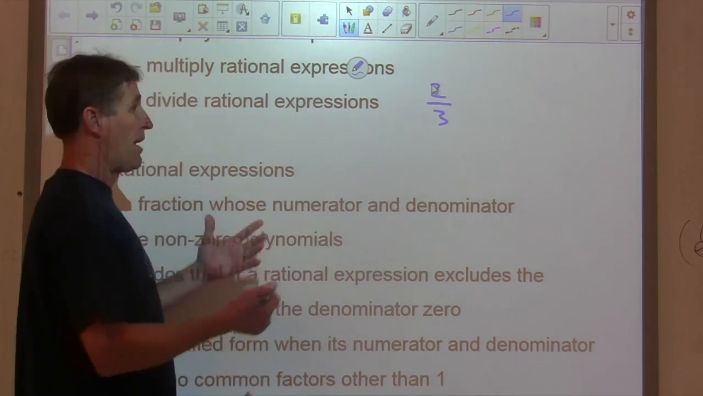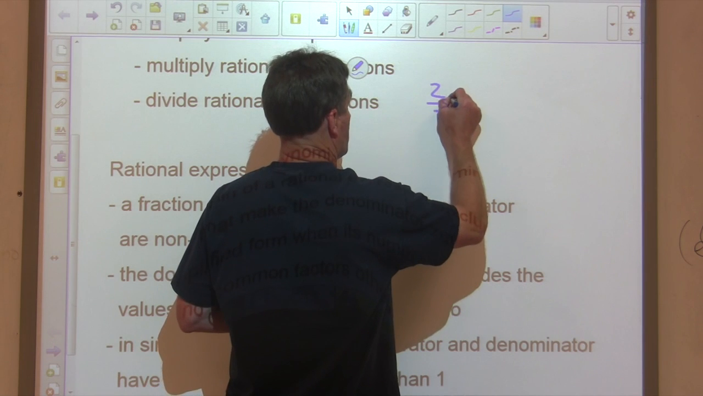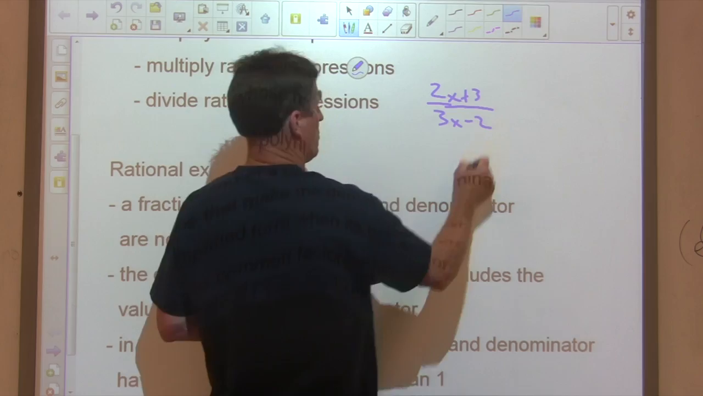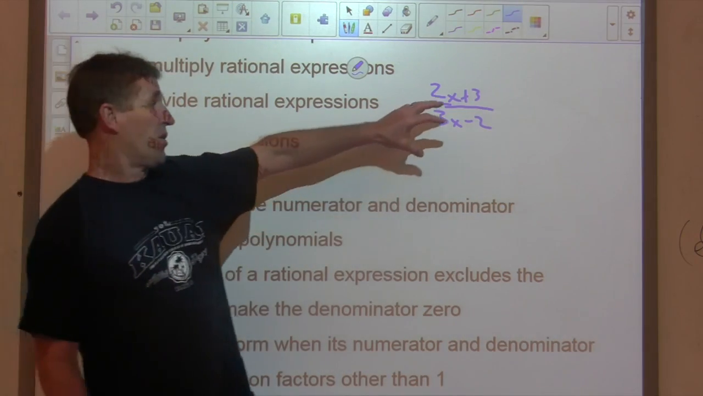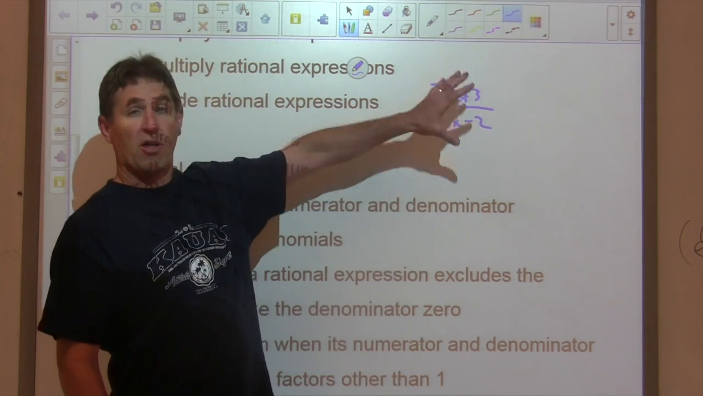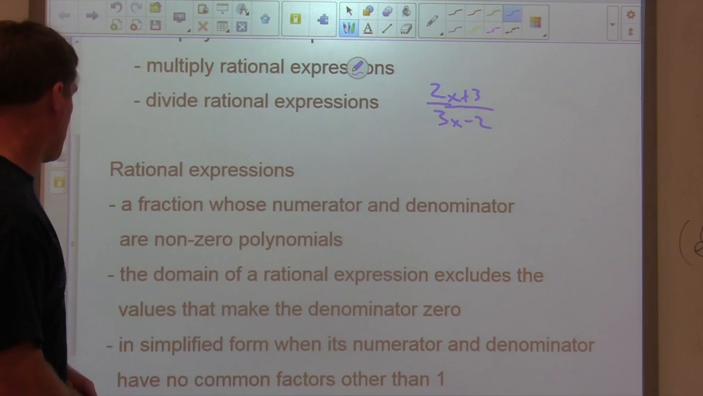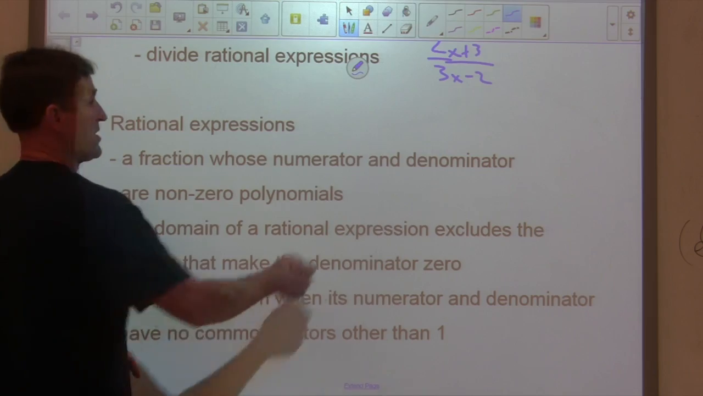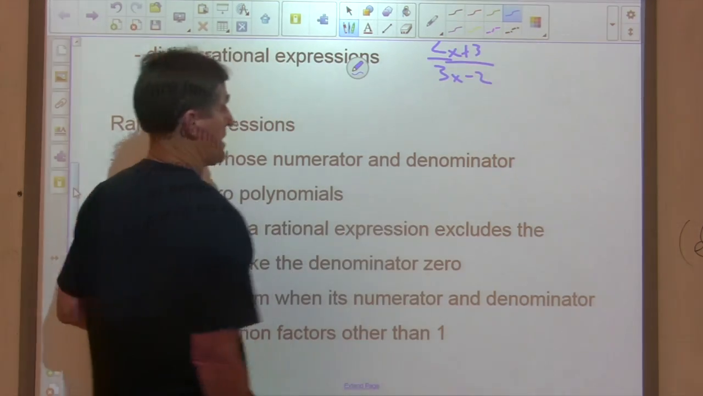But now we're going to have like 2x plus 3 over 3x minus 2. That would be a rational expression where we have a polynomial in both the numerator and the denominator. The reason we have to say non-zero polynomials is because, remember, our denominator cannot be 0.